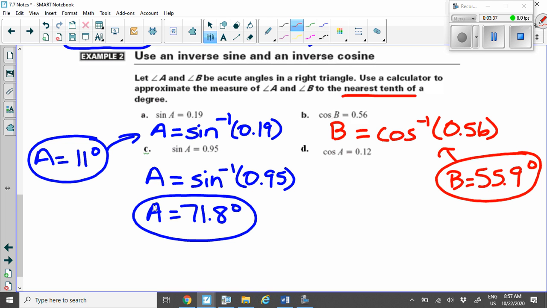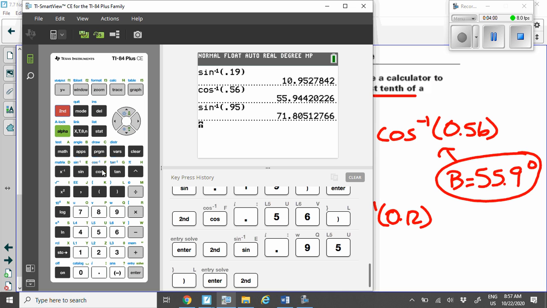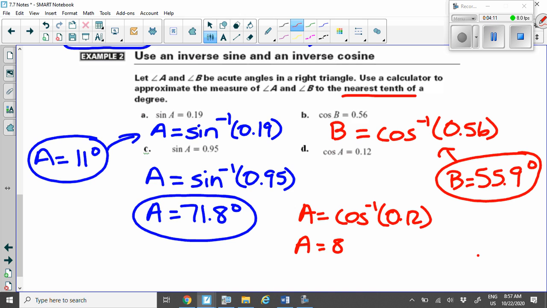For D, we have cosine of A equals 0.12. So here I need to move my cosine over, so that's going to make it into the inverse. And so I have inverse cosine of 0.12. I'm going to plug that into my calculator. So I do second cosine, and I do 0.12, and then I press enter. And I get 83.1. And don't forget your degree sign.